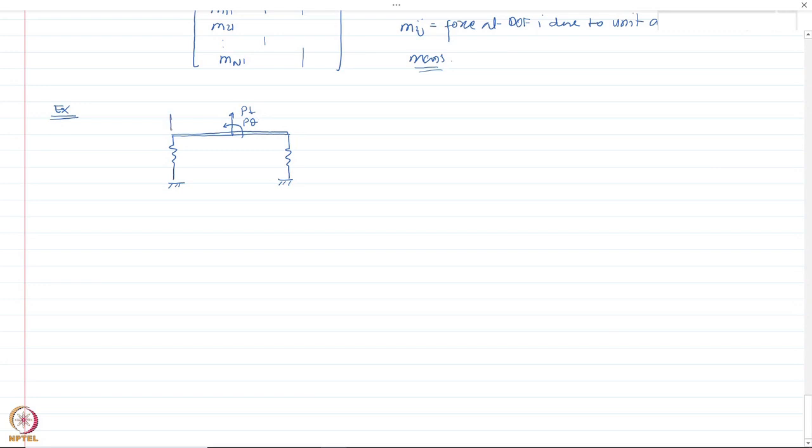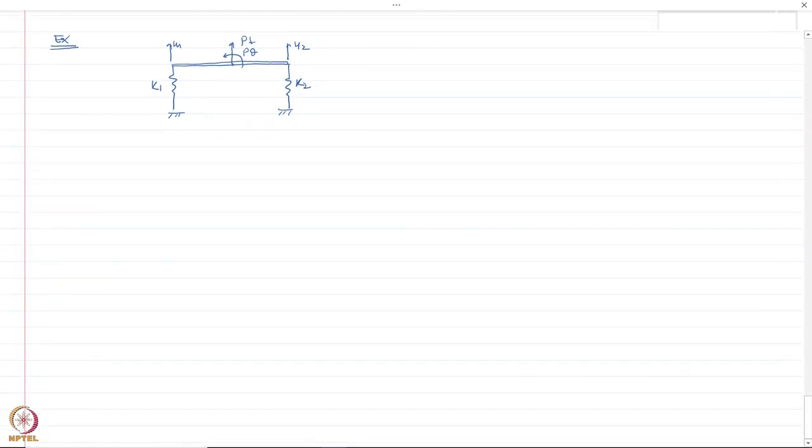Okay. And the degrees of freedom are U1 and U2. Okay. And these springs have stiffnesses K1 and K2. So the equation of motion needs to be found using both methods. First, the direct equilibrium method, and then the influence coefficient method. Okay. So let us first do the direct equilibrium method.